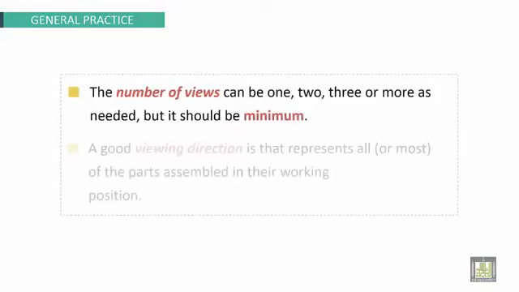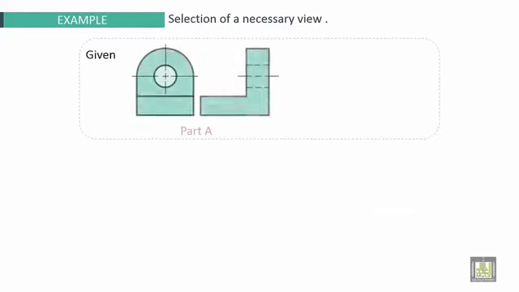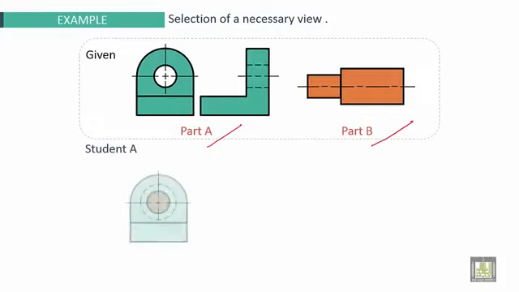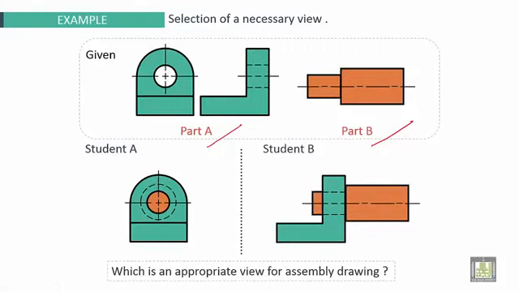Some general practices. The number of views can be 1, 2, 3, or more as needed, but it should be minimum. Also, a good viewing direction is that which represents all or most of the parts assembled in their working position. We'll take an example now. Selection of necessary views. We have part A with 2 views and part B to be assembled. Student A can make assembly drawing like that, and student B can make assembly drawing like this, which is an appropriate view for assembly drawing. Definitely that one.